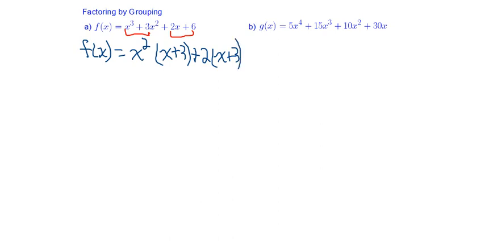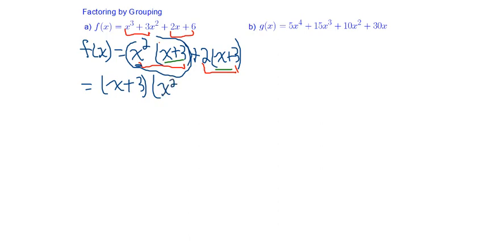Now you'll see that we have a set of factors here and a set of factors here, and both of these terms, the term on the left and the term on the right, have a common factor of x plus 3. So we can common factor that out. We'll write x plus 3 here as our common factor, and then we'll divide each of the terms by x plus 3. If I take this first term and divide it by x plus 3, we'll be left with an x squared. If we take the second term and divide it by x plus 3, we'll be left with a 2.